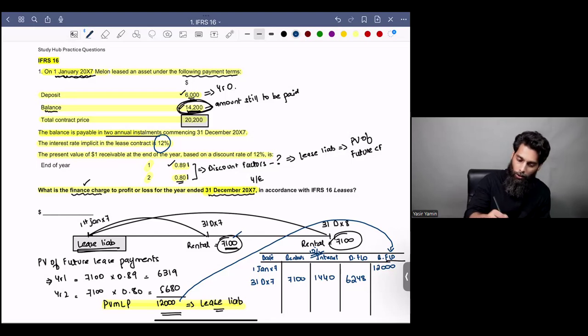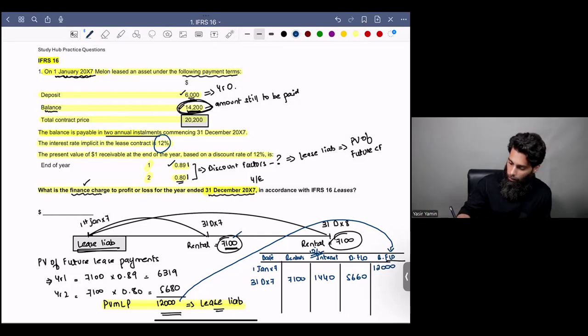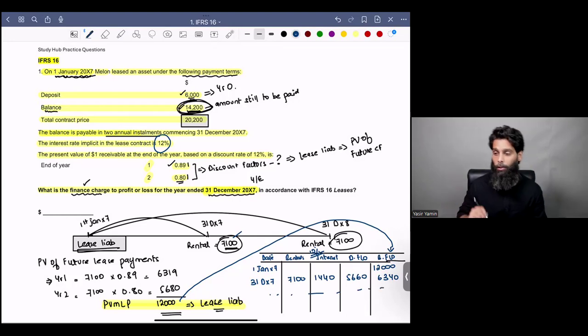And that means your decrease in FLO would be, if anybody could tell me, 7,100 minus 1,440. This is 5,660. And then 12,000 minus this amount would be 6,340, and so on and so forth. We can solve it for the next year as well.